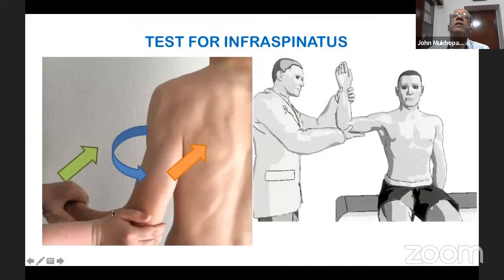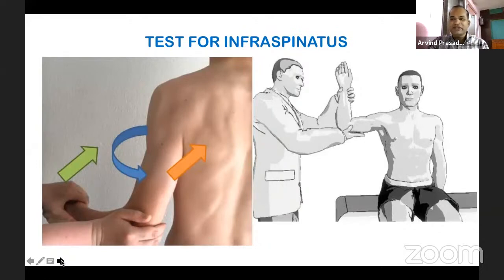This is the one in abduction. When the shoulder is in abduction, the effect of the deltoid is not there, so here only the infraspinatus is working. In this position, the patient is asked to keep the shoulder in external rotation. If he fails to do this, it means there is a problem with the infraspinatus.